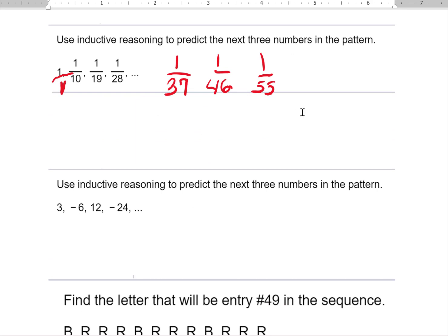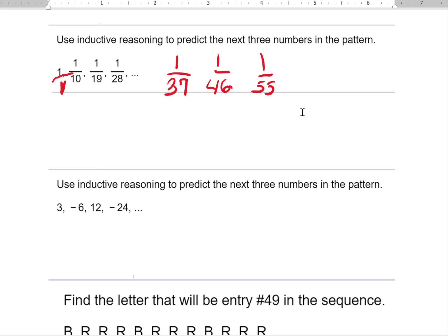All right, let's take a look at the next one. In this case, we see alternating signs, and let's look at the relationship between the first and the second. It looks like we could subtract 9, perhaps, but if I add 9 to -6, I don't get 12. What if I multiply by something? So if I multiplied 3 by 2, that would give me +6. If I multiplied 3 by -2, I would get -6. So it looks like perhaps the pattern here is multiplying each entry by -2 to get the next entry.